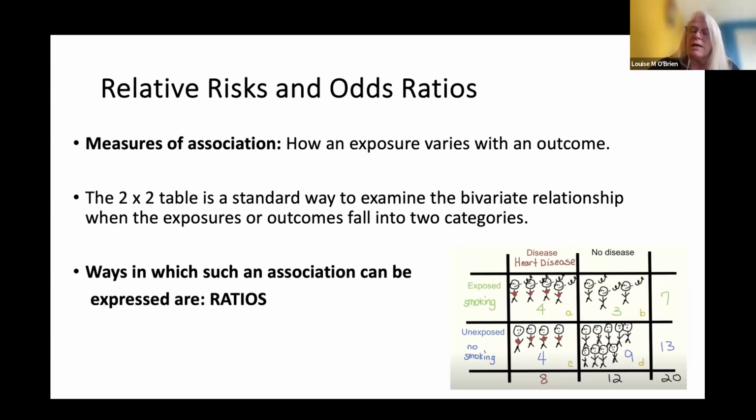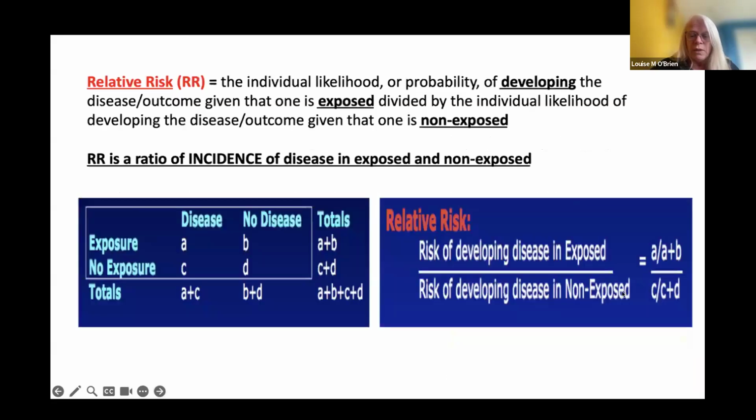Now, we've talked about the 2x2 table last time when we did these sessions. And I think I mentioned then that if you know how to put these together, you can learn so much about your articles that you're reading or your research that you're doing. You can see this little scribbled one down here in the corner. This is looking at exposures on the left here and outcomes at the top. These are really just ways in which associations can be expressed, their ratios, and they're very similar. But we're going to go into what the differences are between them.